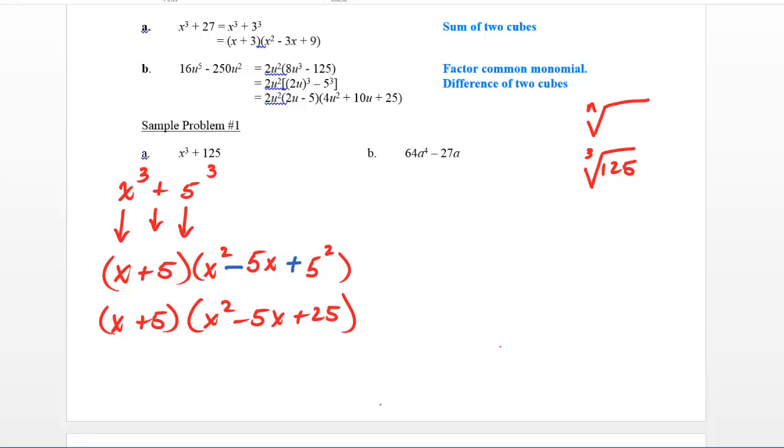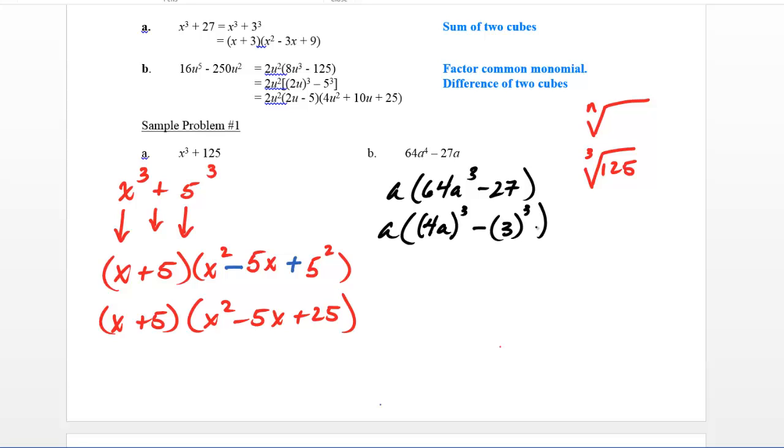Okay, let's look at part B. You can see here we have an a that's common, and we can take the a out. That gives us 64a to the third minus 27. Both 64 and 27 are perfect cubes, and so is a to the third, so we can break that up, and I'll take an extra step here just so that you can see this. This is 4a to the third minus 3 to the third.